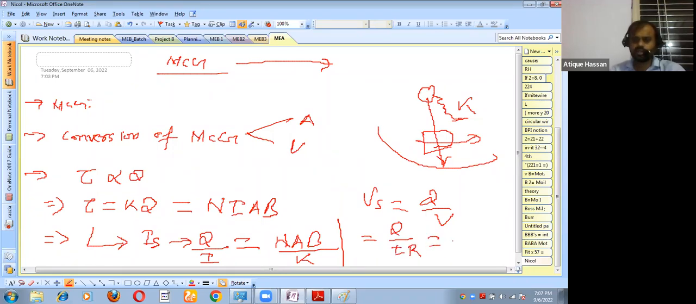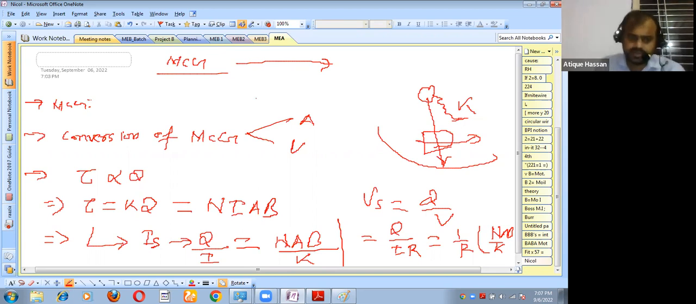So like this, 1 by R into theta upon I, NAB upon K. Like that we will have the formula NAB by KR. So in voltage sensitivity, just divide the current sensitivity by resistance, and you can get the voltage sensitivity. Got my point? These two formulas will be used in the working part of the galvanometer. Have you understood this? Any doubt?